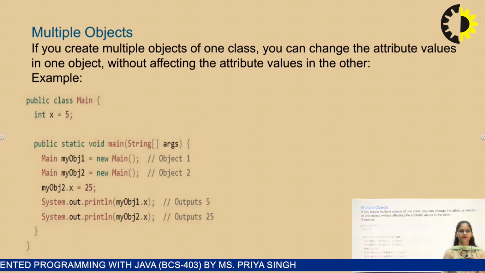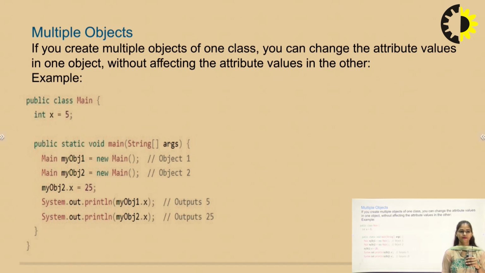In this example we have taken the value 5, and the objects created are myObj1 and myObj2. Later on we have changed the value for myObj2.x, assigning the value 25. It means that we are obtaining different output for different objects. For object 1 the value is 5, and for object 2 the value is 25, assigned without affecting the attribute value of the other.